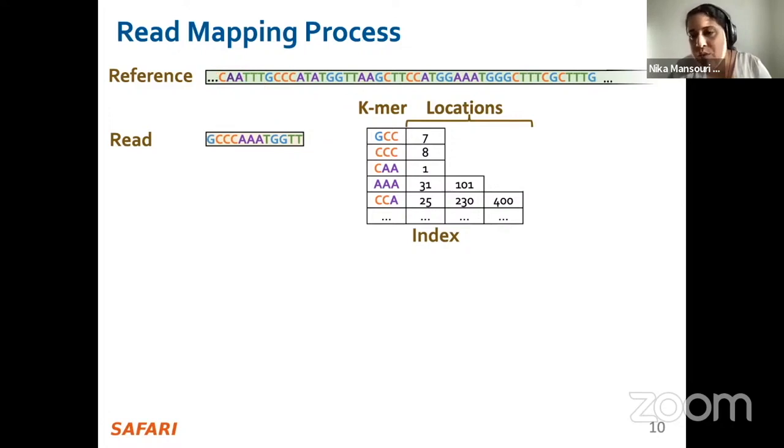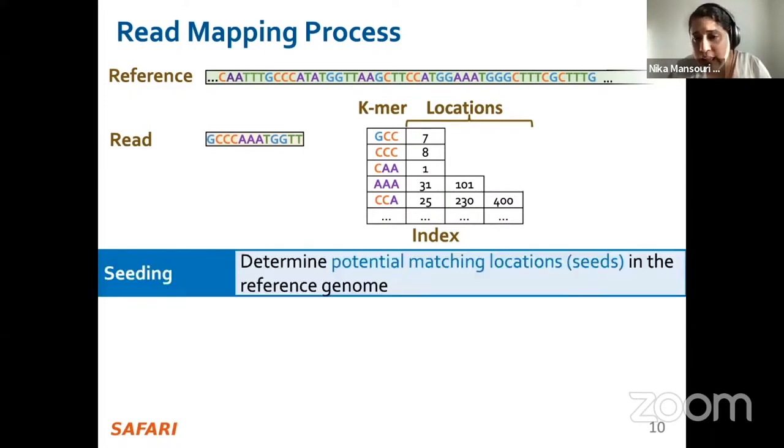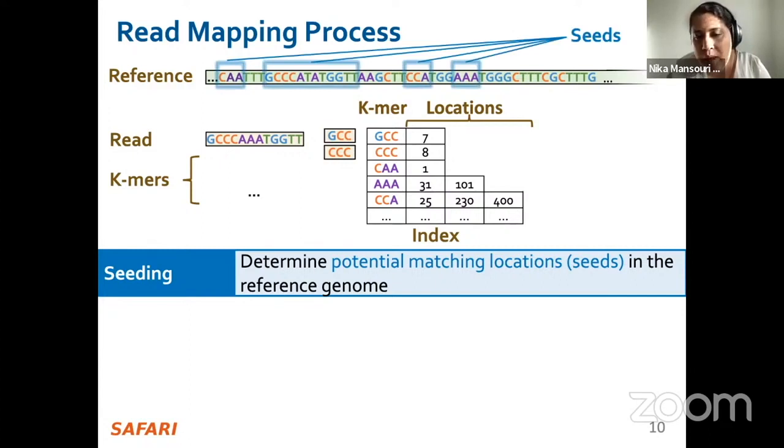The state-of-the-art read mappers involve several heuristics to reduce the cost of expensive alignment computation. In the first step, called seeding, the mapper determines some potential matching locations or seeds in the large reference genome where the read could map. To do so, the read mapper extracts K-mers from each read and looks up the K-mers fetched from a read in the reference index. For all the K-mers that hit in the index, the read mapper marks the locations of them in the reference genome as the read's potential matching locations or seeds. So basically, these are the locations in the reference genome that the read potentially might match.